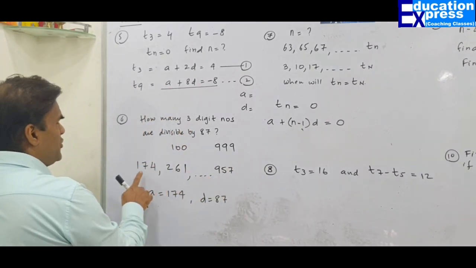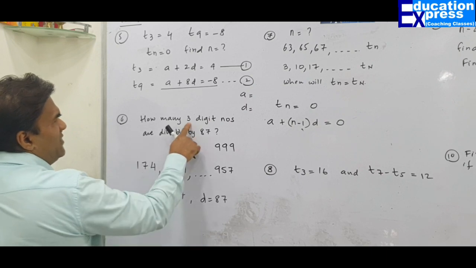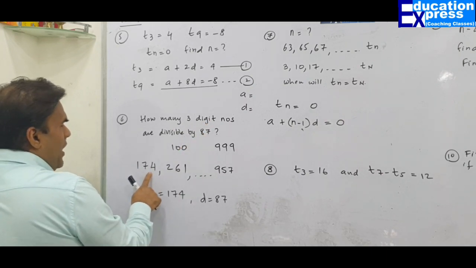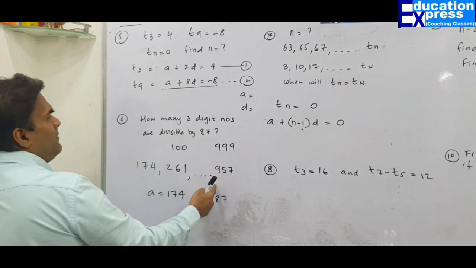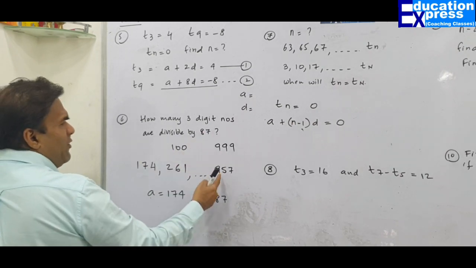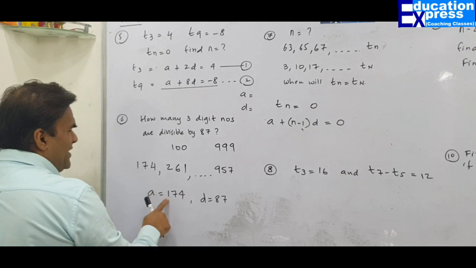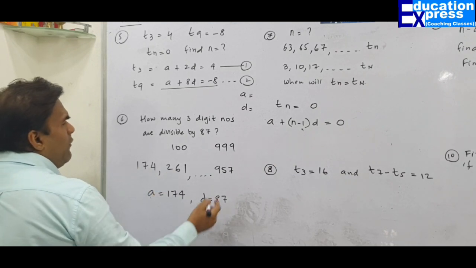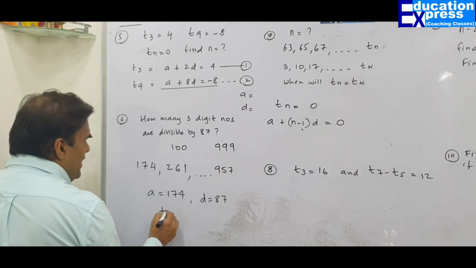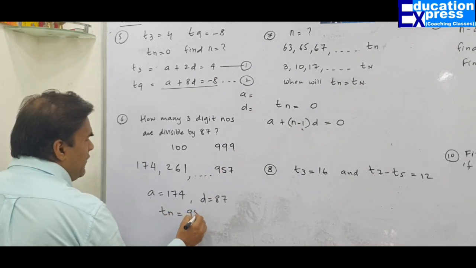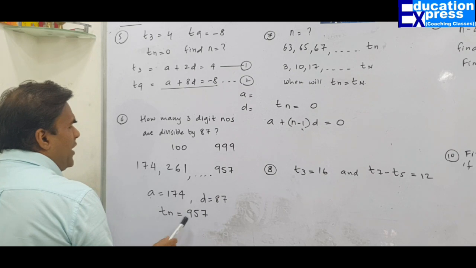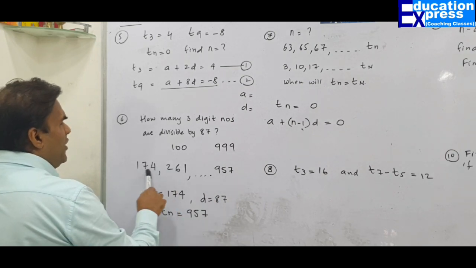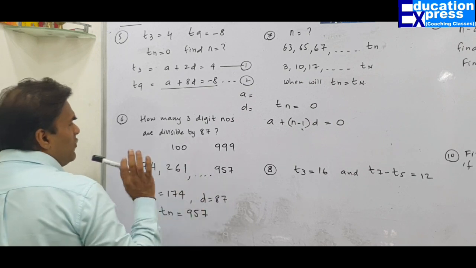My series will be projected, so the least three-digit number divisible by 87 would be 174. And the largest three-digit number that can be divisible by 87 would be 957. So A is 174, D is 87. I want to find n such that Tn equals 957. Whatever n is, that will be the number of terms in this series.